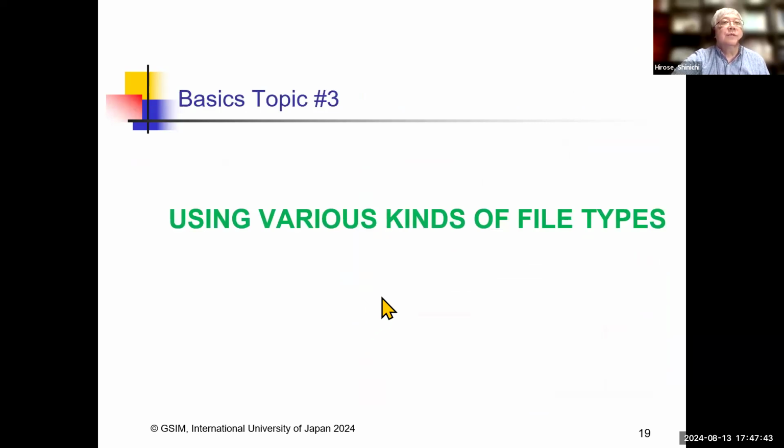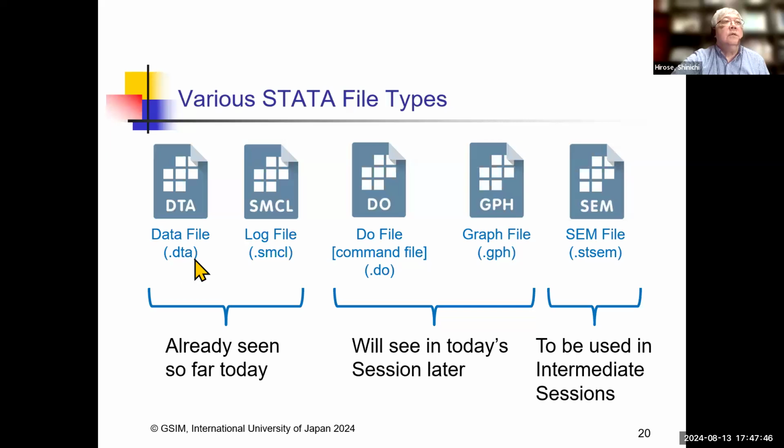And the file types, we already learned that the data file will be saved under .dta, and the log file will be saved under .smcl. There are other file types we will see in today or tomorrow's session: the do file, .do, and the graph file, .gph.